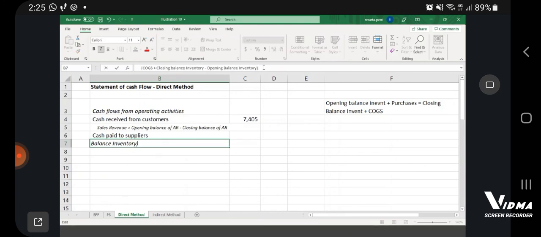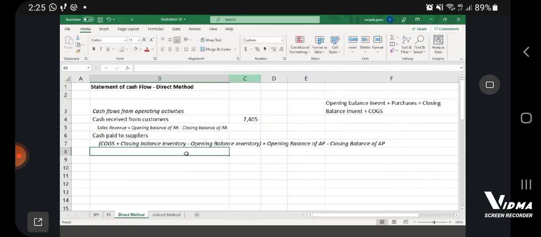But we also need to calculate what we have paid to our suppliers. That means that we have to adjust the purchases amount with the liabilities towards our suppliers. That means that we will add the opening balance of account payable. Again, I'm using AP as an abbreviation for accounts payable or trade payables. Okay, write that down. So plus opening balance of account payable less closing balance of account payable.